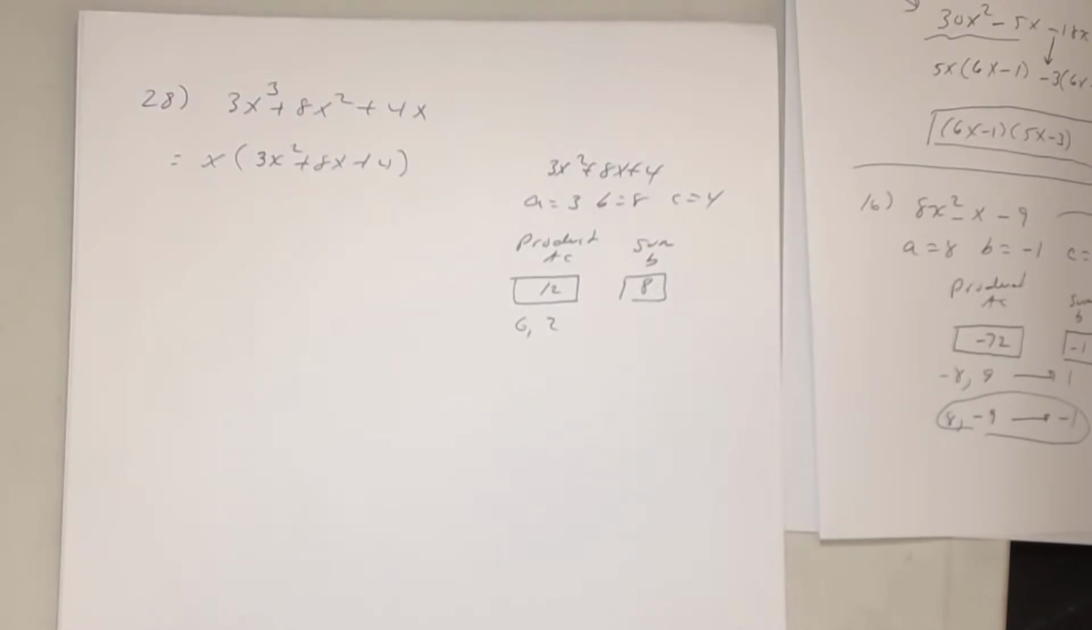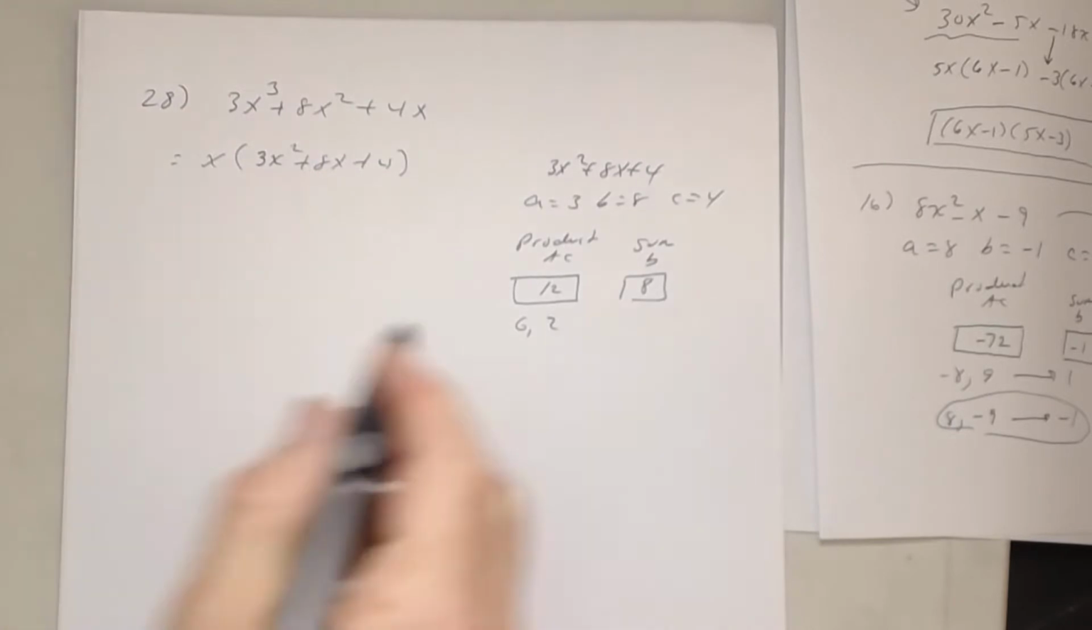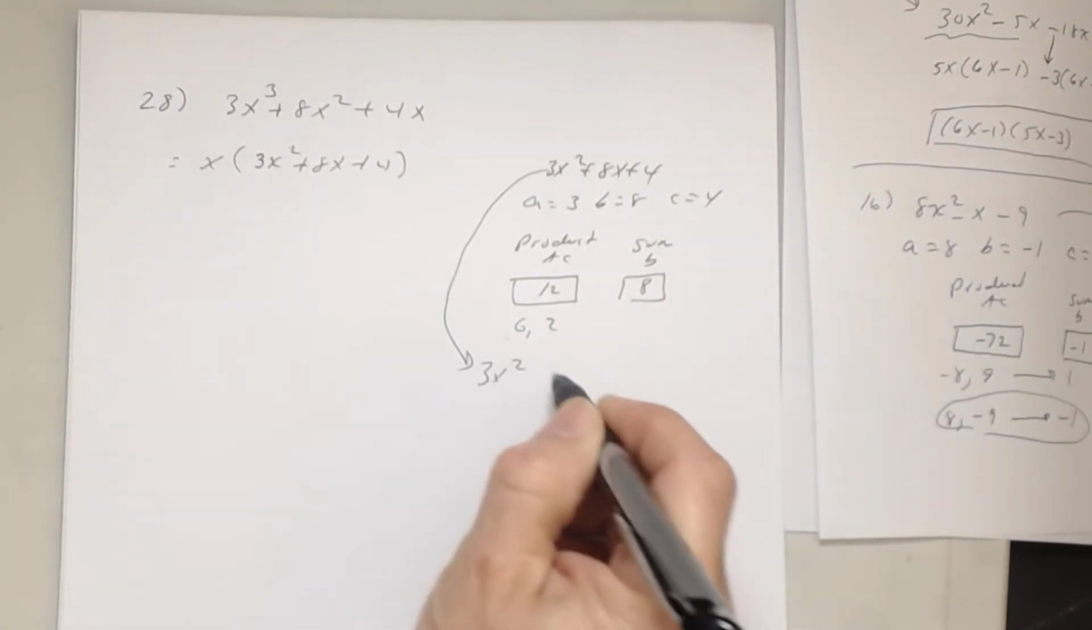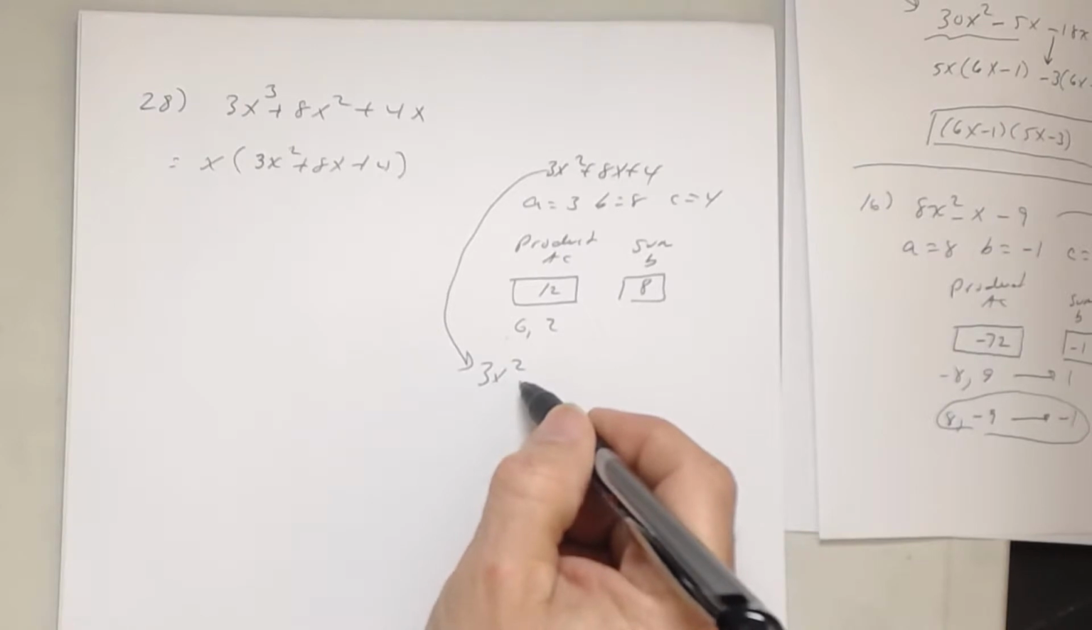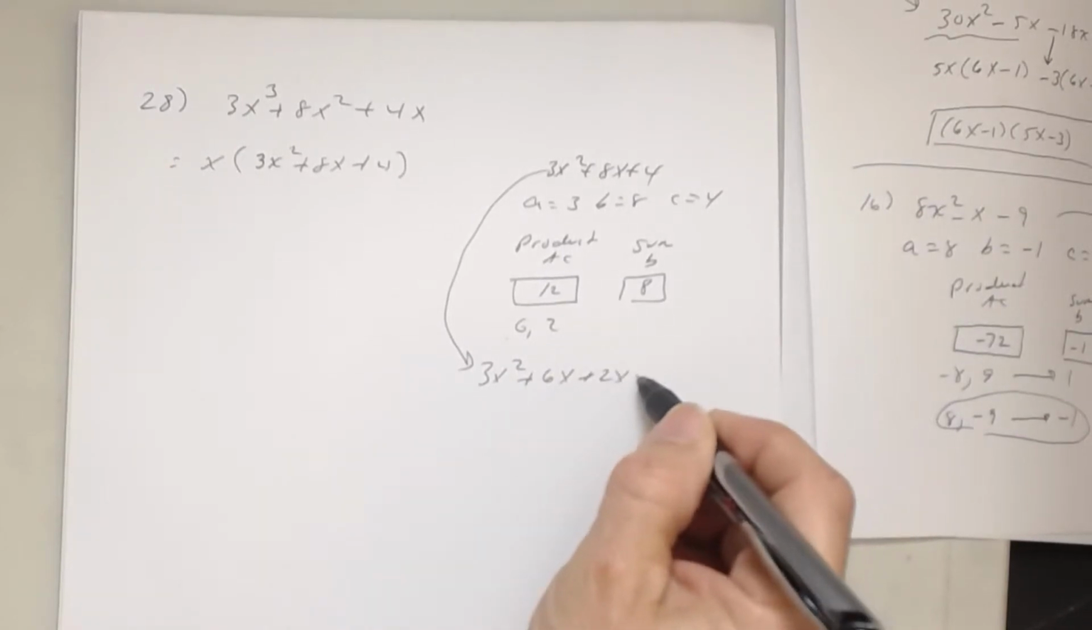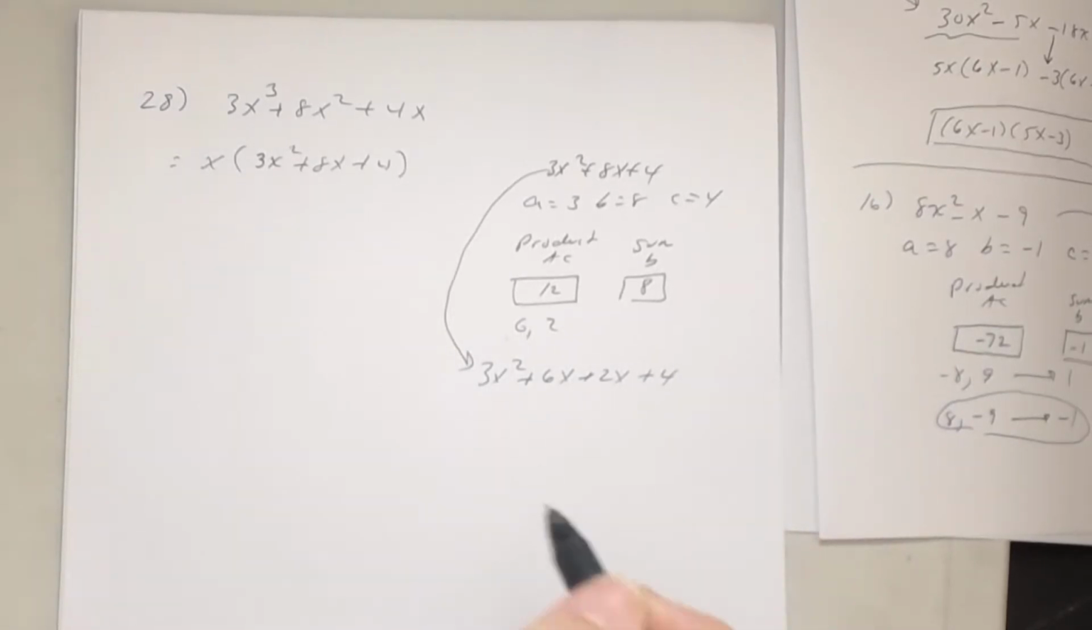Negative 6 and a negative 2 is a negative 8. All right, so you're going to rewrite the middle term using that now. So you're going to say 3x squared. What do you want to write next? 6x. Then what? 2x. And then what? Plus 4. Now group.